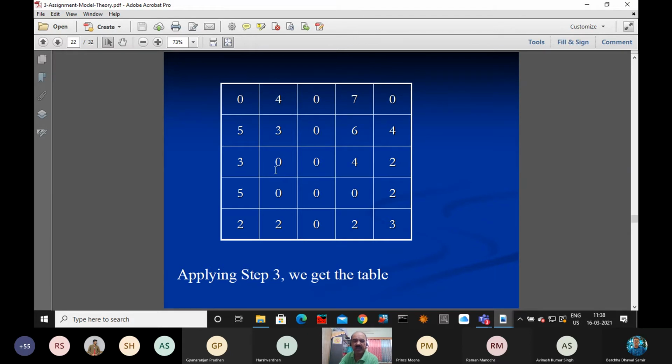We assign to that and cross out all the 0s. Okay, this third row job is done. Then we come to the fourth row. There is a 0, so we assign to that.